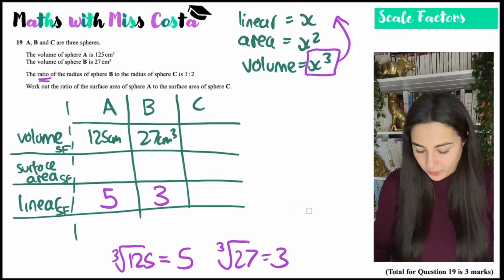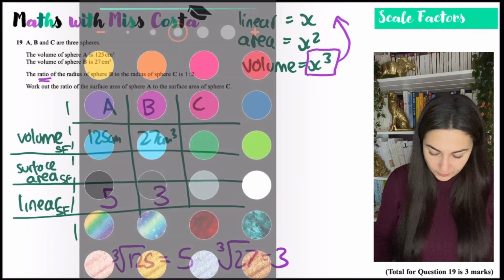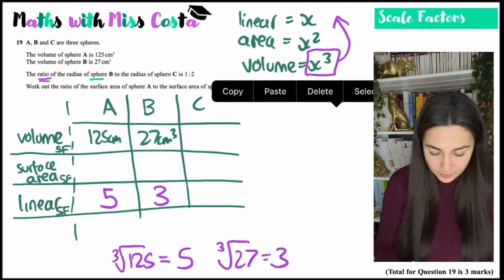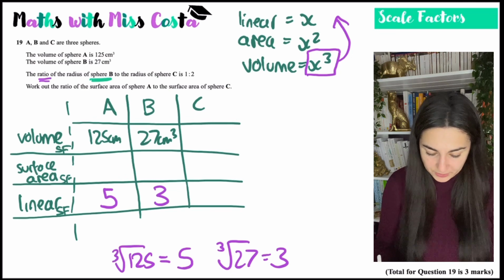Okay, so what I want to do now is I've been given some extra information. I've been told about the ratio of sphere B, and the ratio of sphere C is 1 to 2.